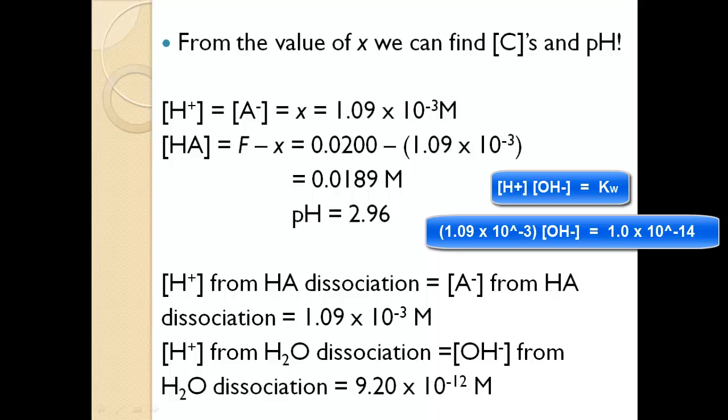So H plus from HA dissociation is equal to the concentration of the A minus. And that's what we got, right? That's the 1.09 times 10 to the negative 3. And H plus from regular water dissociation is equal to the concentration of OH from water dissociation, and that is equal to 9.2 times 10 to the negative 12. The assumption that we made at the beginning, that H plus is derived mainly from HA, is really, really good, because 1.09 times 10 to the negative 3 molar is much, much greater than 9.20 times 10 to the negative 12. In other words, this dissociation is mainly happening because of that weak acid, not because of water dissociating.